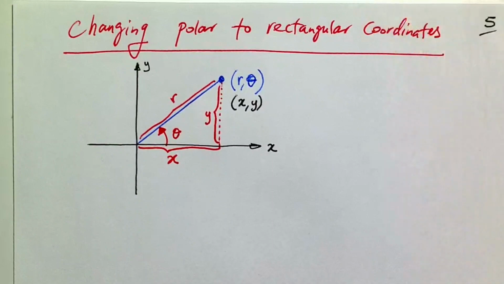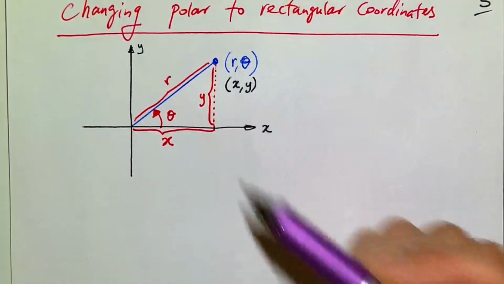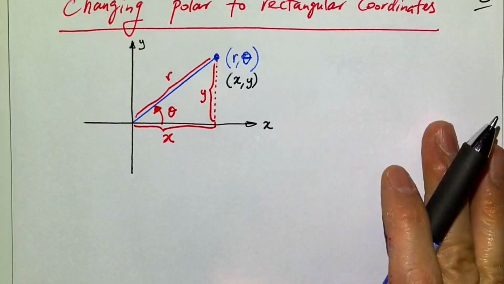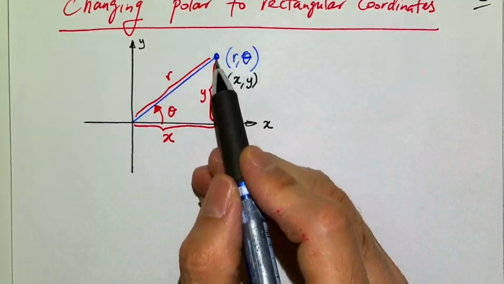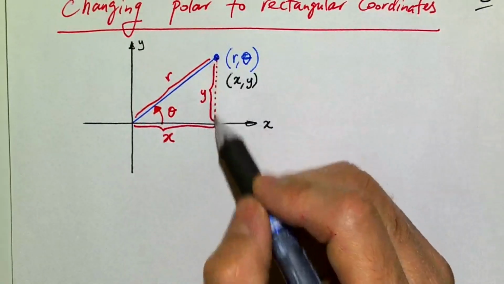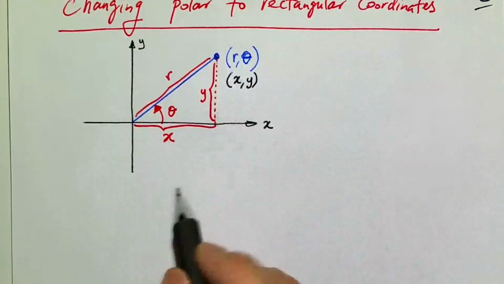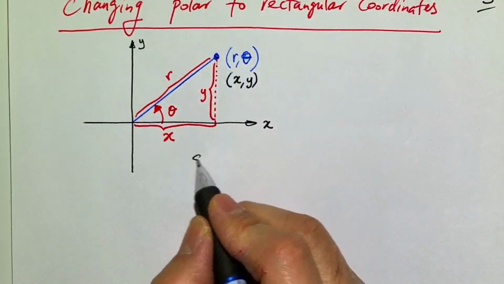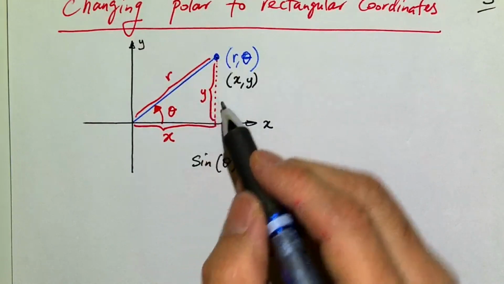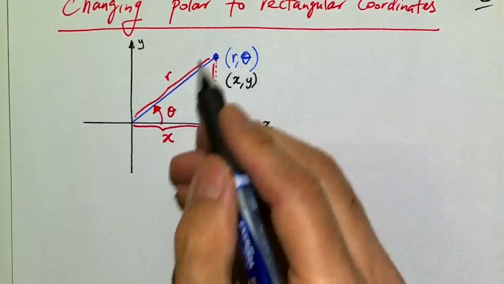So how can we connect these two coordinate systems? That's an interesting subject, so let's do that. For this point, sine of theta would give us the y. We already know that. So let's write it down here: sine of theta would be equal to y, the opposite side to this angle, divided by the hypotenuse of that triangle.